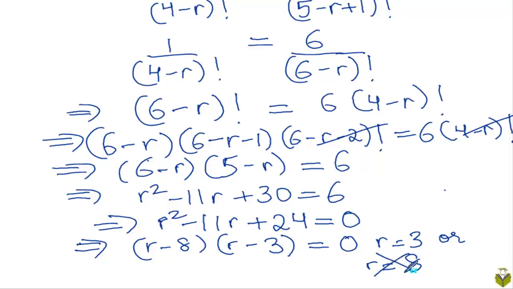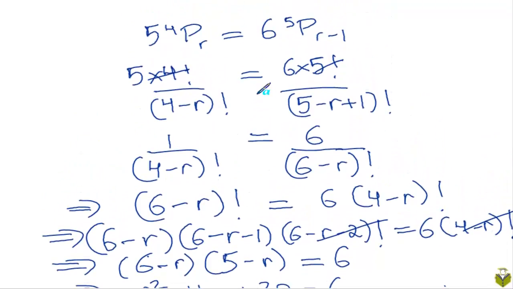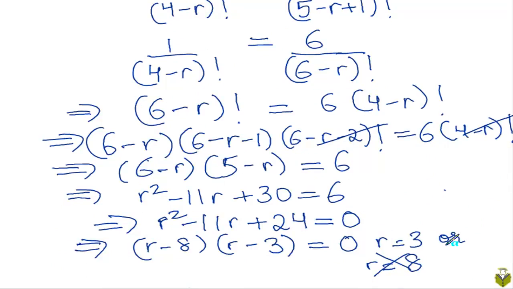R is equal to 8 is not right, because we said that r always has to be less than or equal to n, which is 4 in this case. So only 3 is feasible. Therefore, I will just select r equal to 3. So that's the answer. I hope you learned a bit getting familiar with the notation through these problems. That was the objective of these two problems.